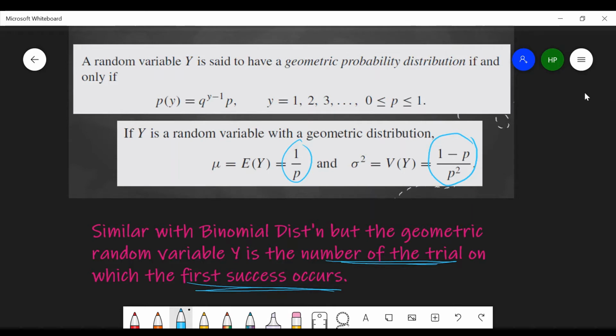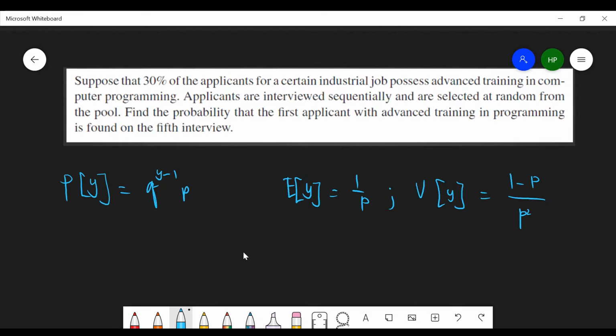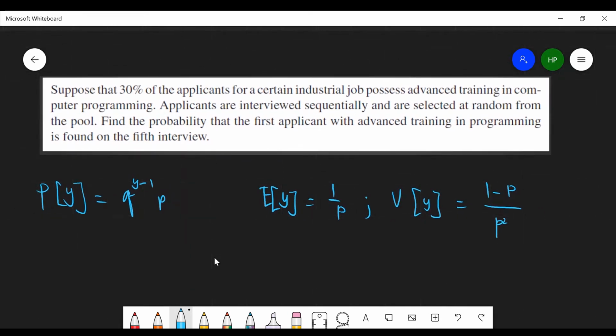So, sa pagpapatuloy, sa example naman tayo, suppose that 30% of the applicants for a certain industrial job possesses advanced training in computer programming. Applicants are interviewed sequentially and are selected at random from the pool. Find the probability that the first applicant with advanced training in programming is found on the fifth interview. So, ang sinasabi natin dito, hinahanap natin yung probability na yung panglimang interview ay yung isa at kauna-unahan na may advanced training sa programming.